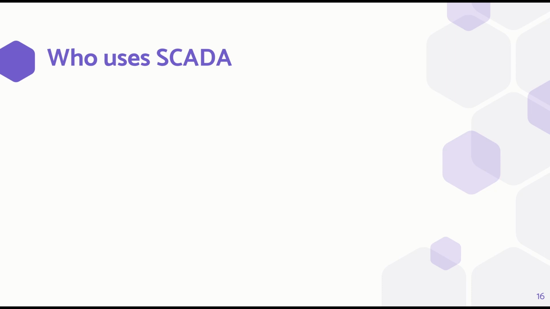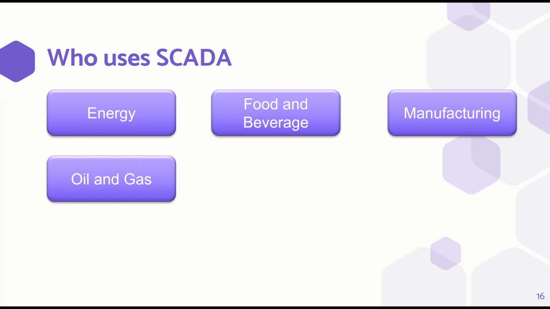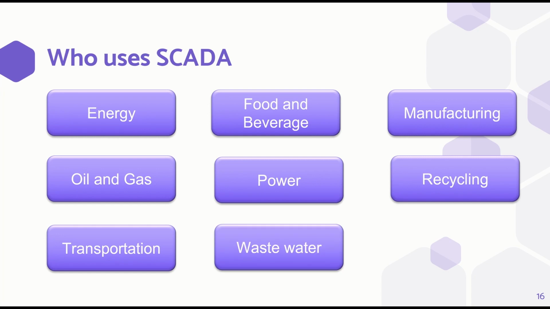So let us see who uses SCADA. Energy industry uses SCADA, then food and beverages industry uses it. Of course, manufacturing industry uses SCADA system. Oil and gas industry uses it. Power industry uses the SCADA system. So recycling industry uses it. Transportation, wastewater treatment plants are there. So almost in every industry you can see the SCADA system is playing a major role.